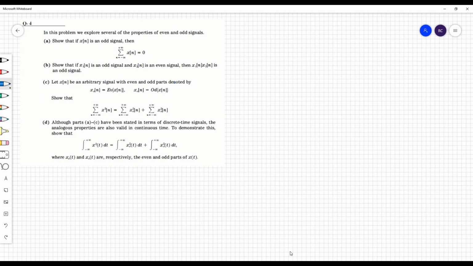All right, we've now moved to question 4. It says that in this problem, we would explore several properties of odd and even signals, right? So the first part says that show that if x[n] is an odd signal, in that case, summation of x[n] over minus infinity to plus infinity is 0. That means if x[n] is odd, what does this mean? That x[-n] is equal to minus x[n].